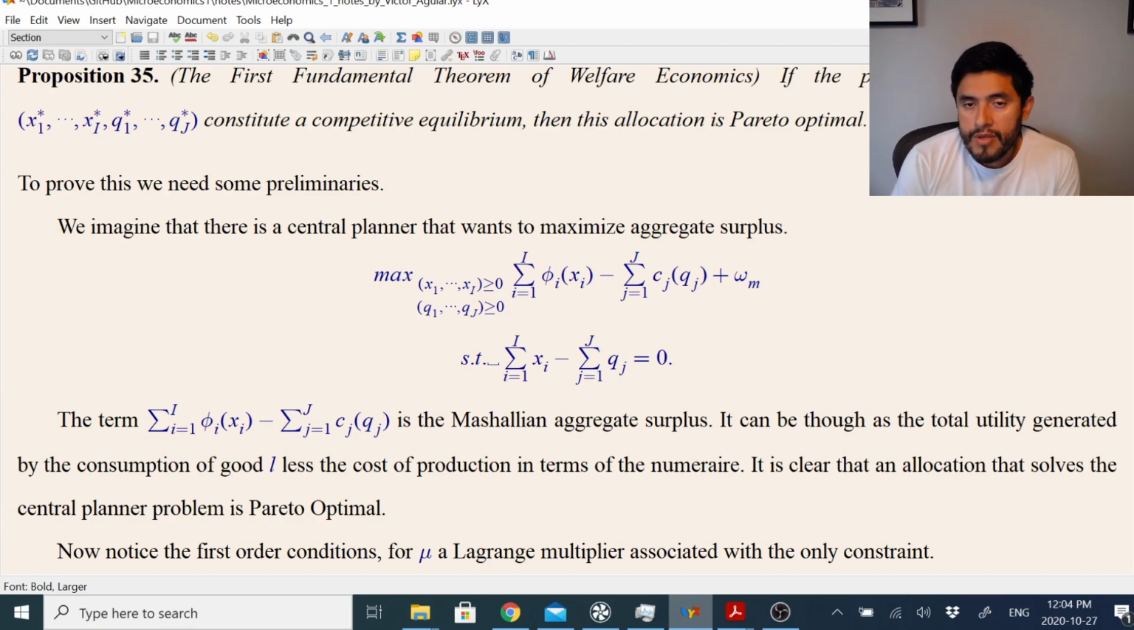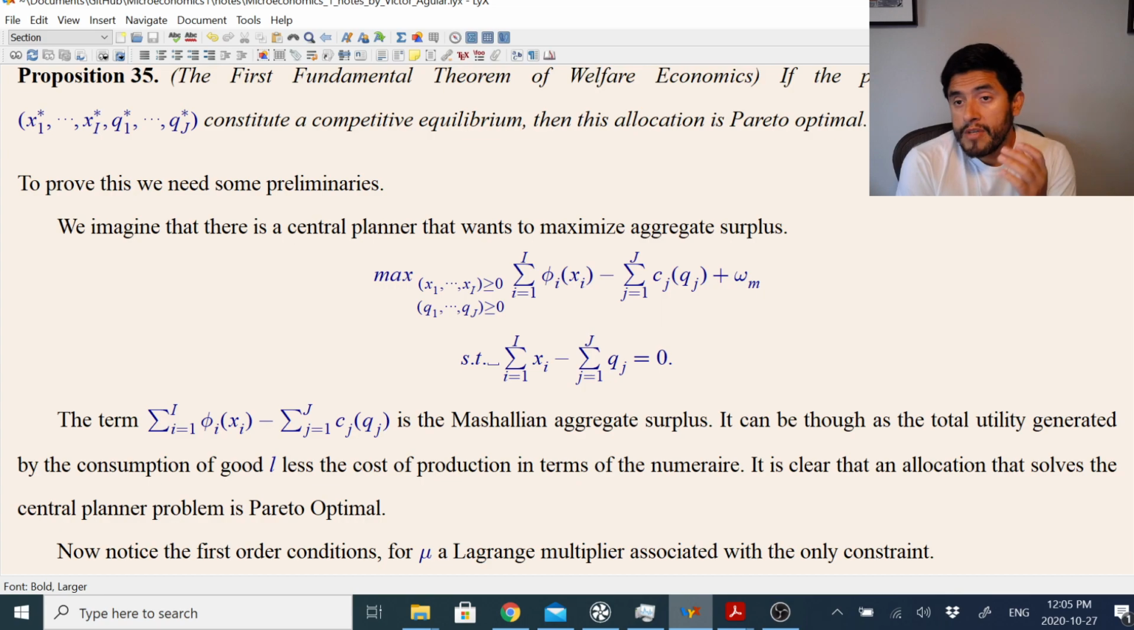So the surplus will be this difference, right? And then there is, of course, the physical amounts of the goods, omega m. So the surplus, you cannot really change the omega m, this is given, but you can change the allocations, right? So now if this central planner wants to maximize surplus, this will create individual consumptions and then the individual productions, subject, of course, to these technologies captured by C and the preferences captured by phi.